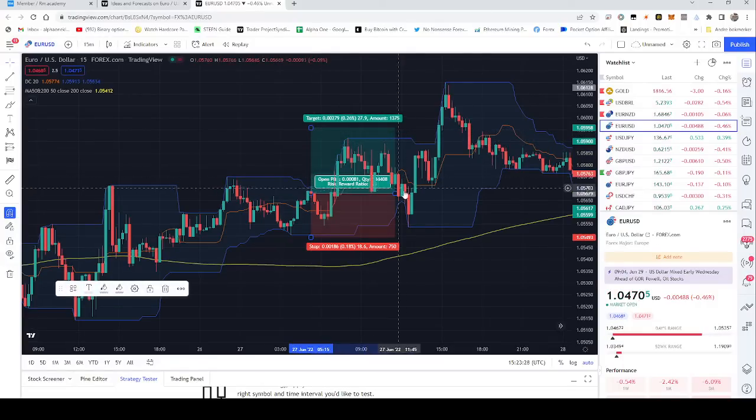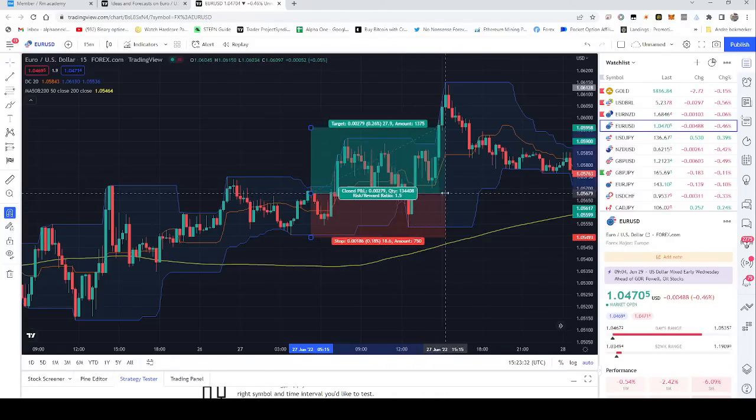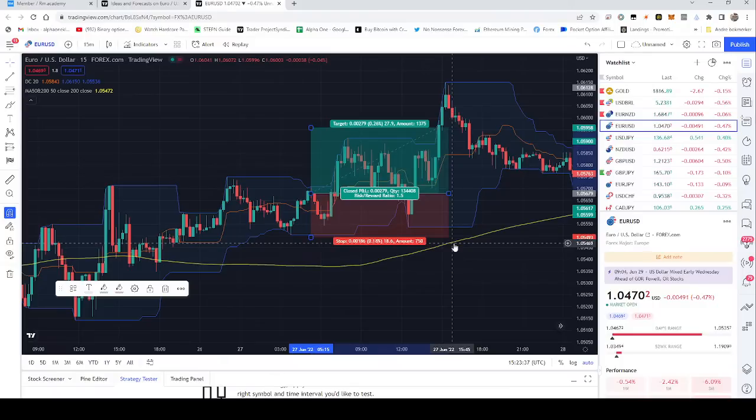Some people actually with this strategy like to take 1.2, but I always keep to 1.5 because yes, you might get a little higher win rate with 1.2, but I prefer to have 1.5. That's completely up to you. You can actually use this strategy with 1 to 1.5.